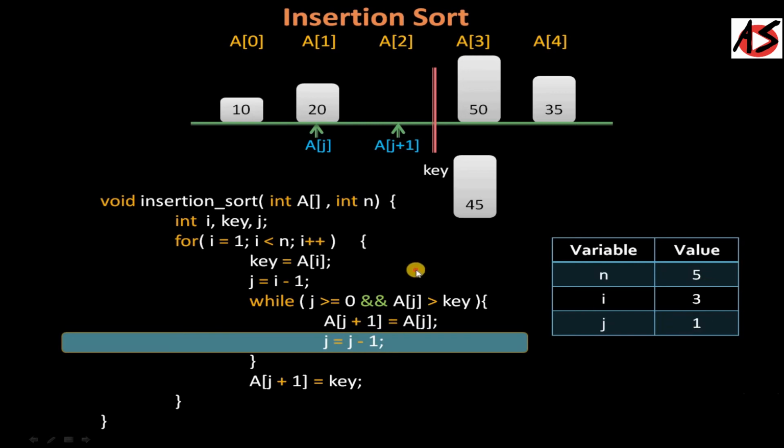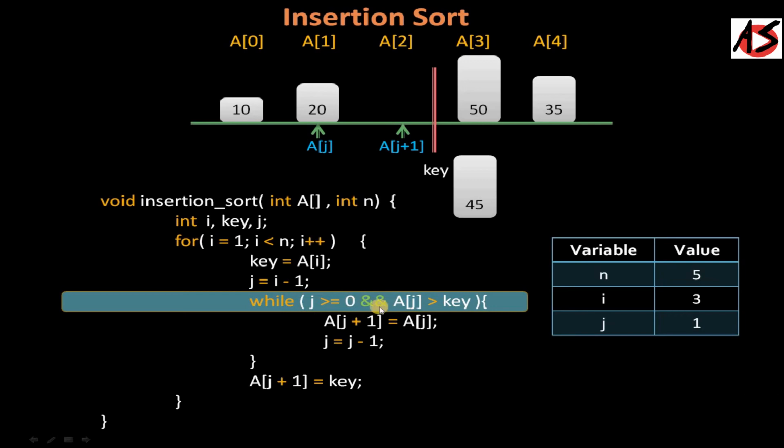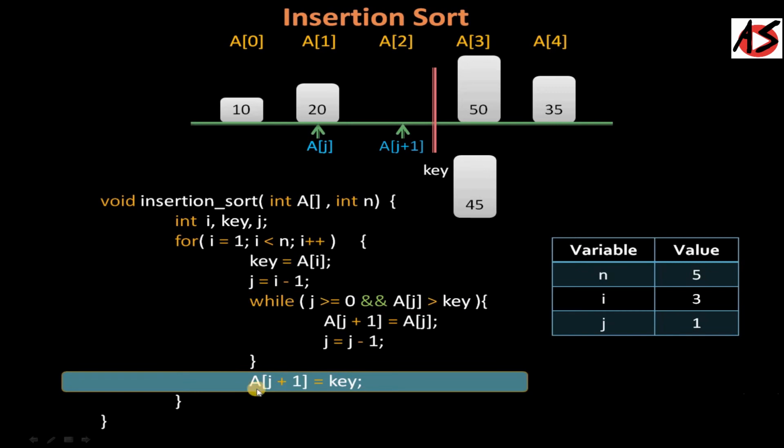Now again you check the condition, 1 is greater than 0, condition is true. Then you check aj greater than key. So here aj is equal to 20, and 20 greater than 45, condition false. So you are coming out of the while loop and then you are taking aj plus 1 is equal to key. So aj plus 1 is here. So you are copying the key into aj plus 1. So now your 4 elements are sorted.